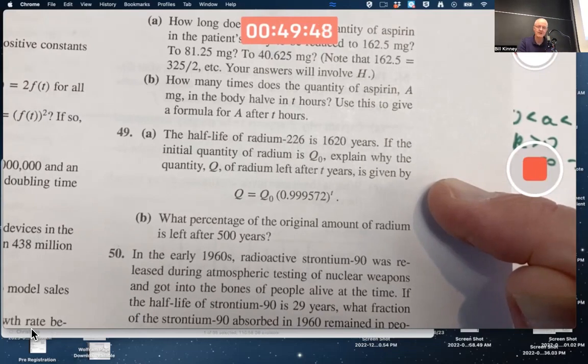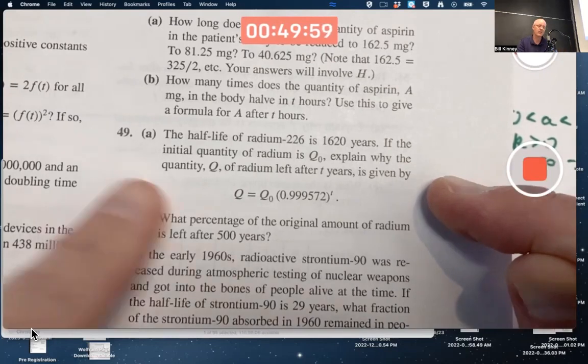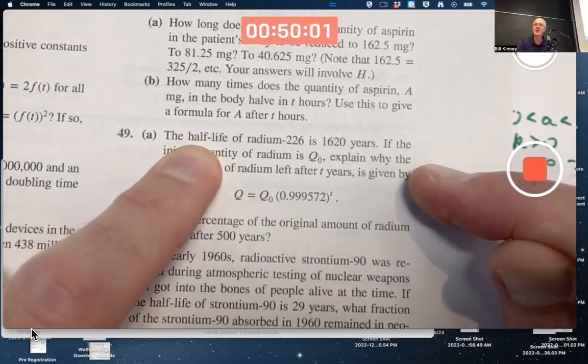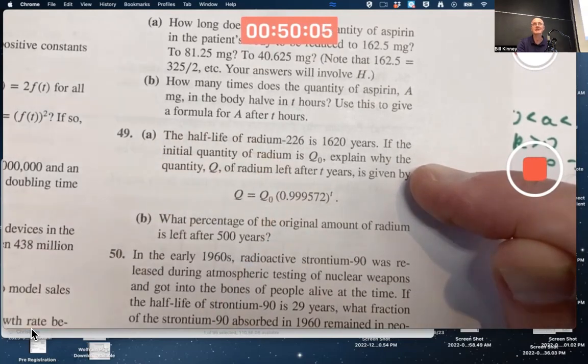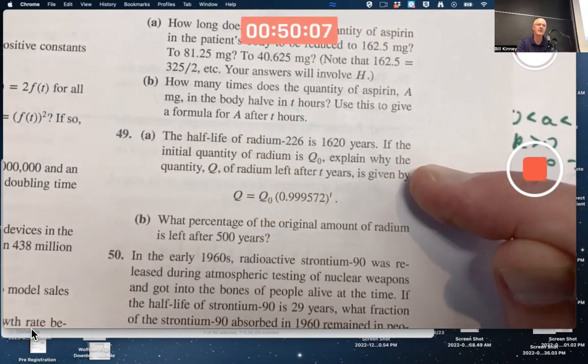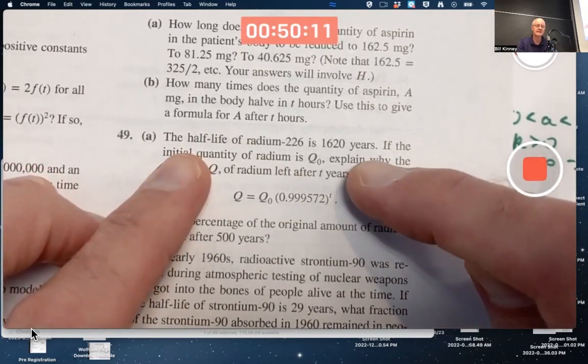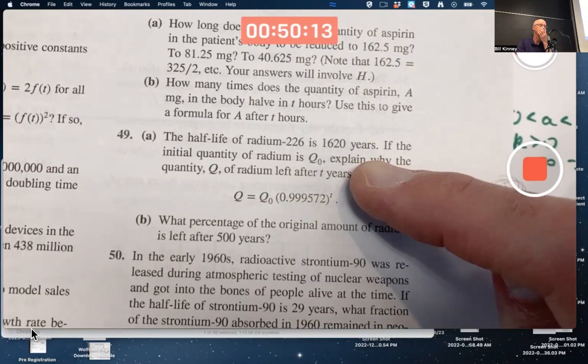It's about radioactive isotopes. Radium-226 in this case, okay? Radium, some element, 226 is maybe the number of neutrons, or I don't remember. Protons plus neutrons, something like that. It's radioactive. It changes to some other form of radium or some other element over time. It's got a half-life of 1,620 years.